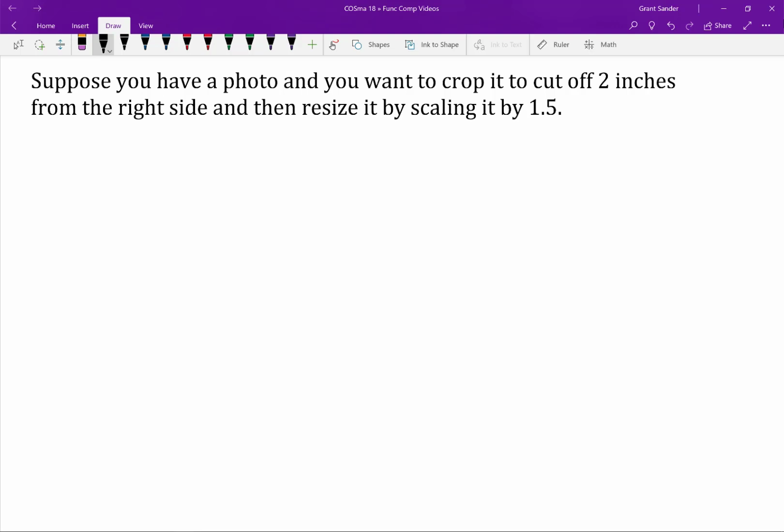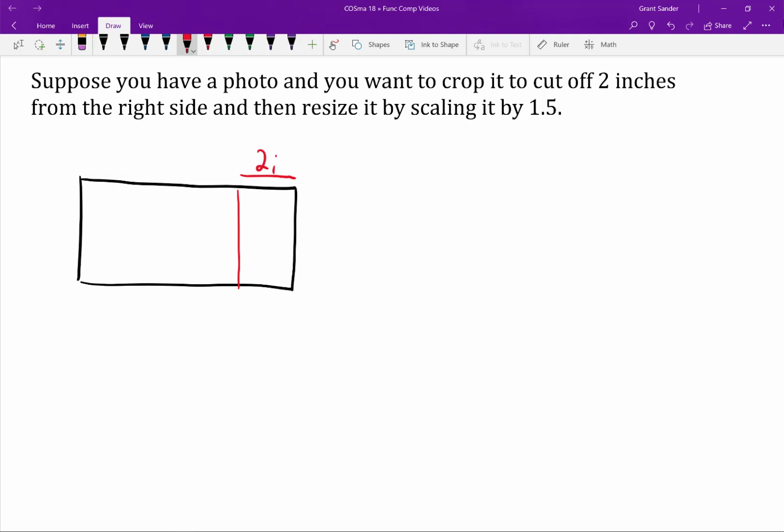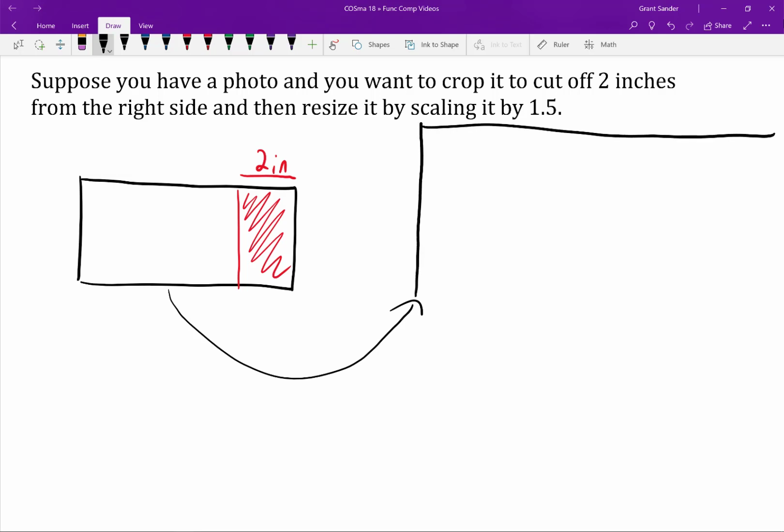Let's draw a little diagram of this. We've got a rectangular photo. We'll draw something like this. What we're going to do is cut 2 inches off the right-hand side. So we'll assume that this right here is the 2 inches we're cutting off, and we're cutting away this part right there. And then we have this new photo that's over here on the left-hand side. After cropping off the 2 inches, we're going to take that new photo and scale it by 1.5, meaning that each side of the photo is now 1.5 times as large as it was before. My drawing might not be to scale, but each one of these sides on the right-hand rectangle should be 1.5 times as large as the one over on the left-hand side.